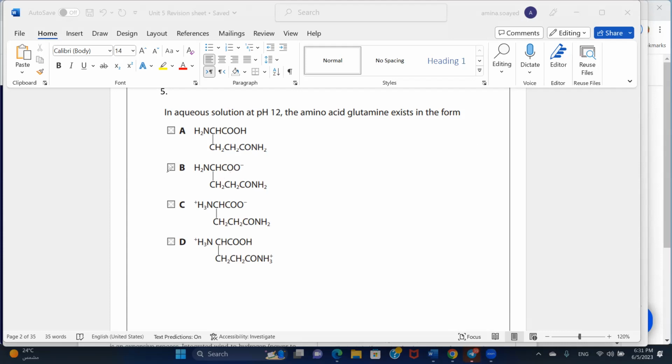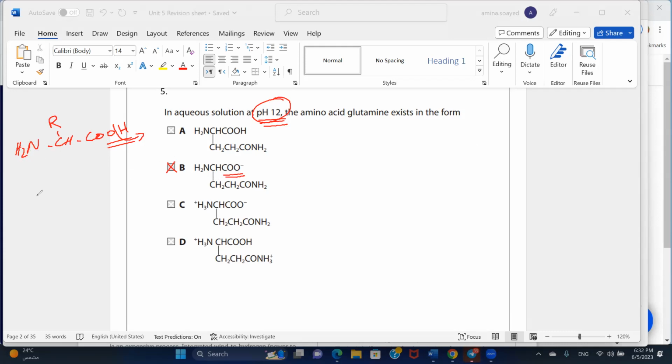So the answer here is B, because when we say pH 12, it means an alkaline medium. And of course, for any amino acid, we have a basic group and we have an acidic group. So in the alkaline medium, the carboxylic acid is the one to react. The protons go out because they will be given to the base. And so we get the COO minus, but the NH2 is not going to be affected.